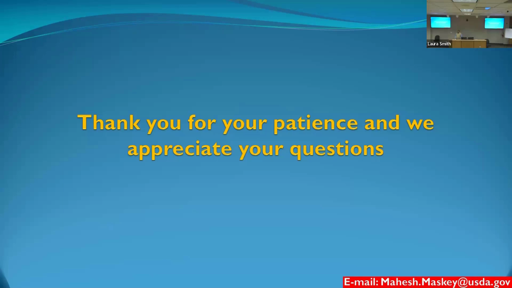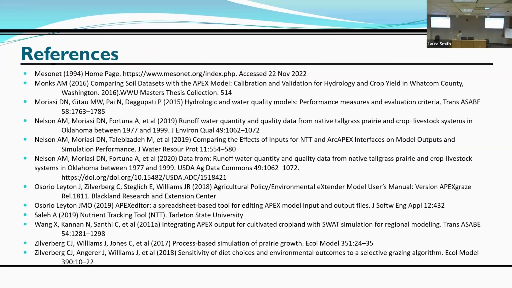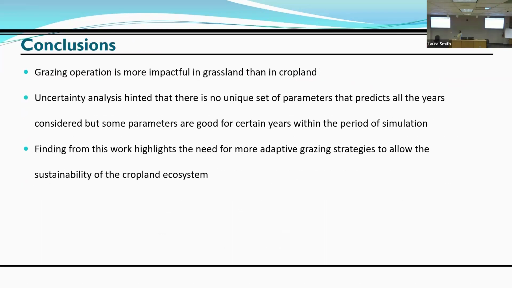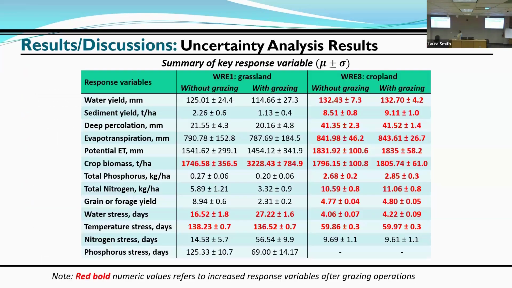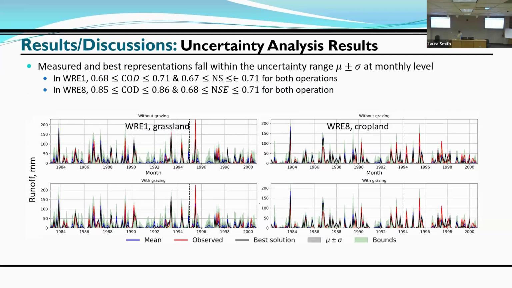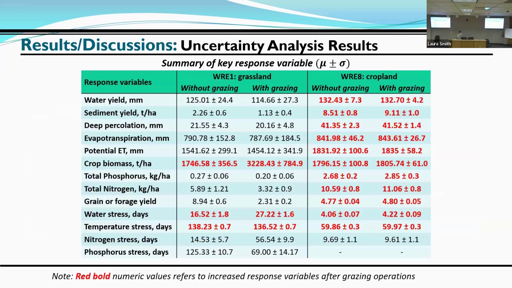Okay. So in one of your slides, you showed a table, WRE1 and WRE8, and there were several variables. WRE1 was increasing for like three variables, right? Yeah. And in another one, WRE8, it increased for all the variables except nitrogen stress. So why is that the case?